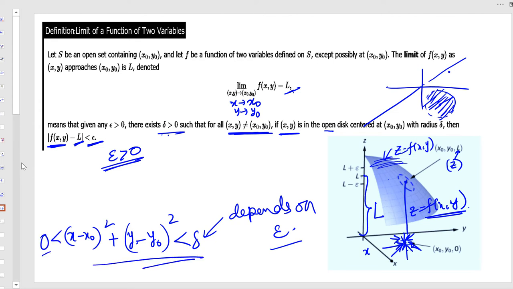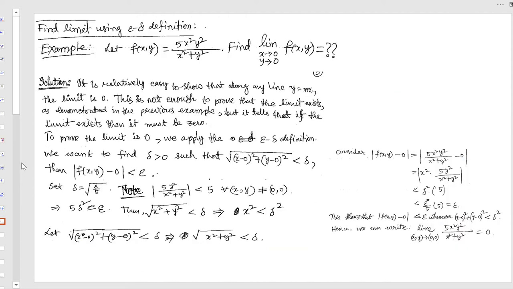So this will satisfy. In fact, if I give you one example, then it will be much more clear. So for example, if you take this function f of x y equals this one, then if you put 0 0 here, what does it become? 0 by 0 something, which is undefined. But we are claiming that 0 is the limit.